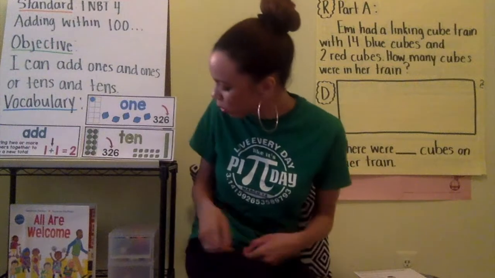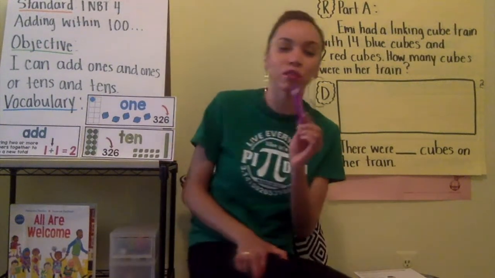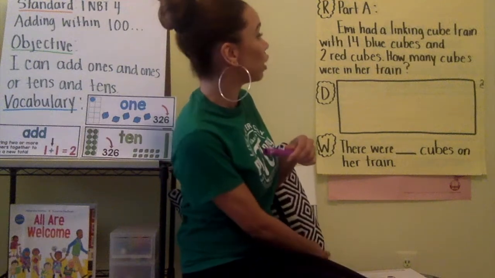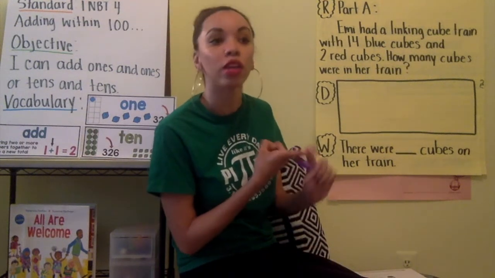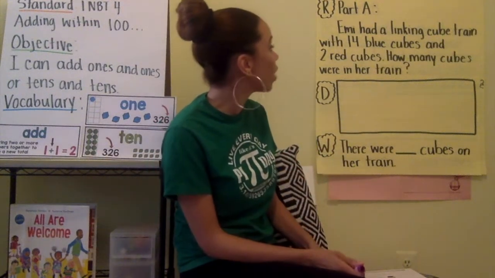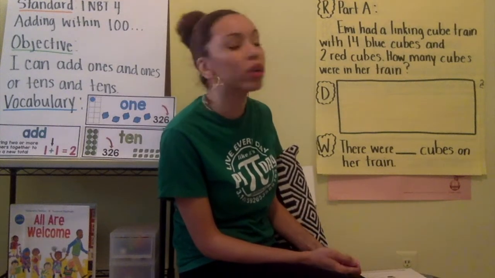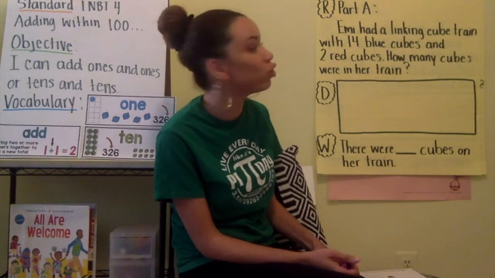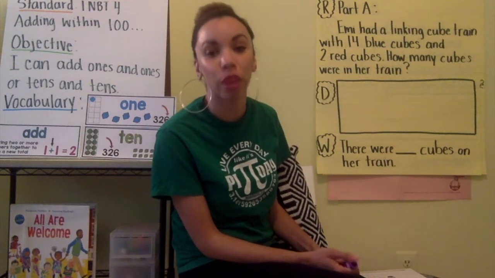So remember, when we read, we can also use our pencil to mark up our problem. I'm going to use my handy dandy marker. So let's start. Listen, while we're reading, we're looking for number words and clues that will let us know which operation to use. So we have: Emmy had a Lincoln Cube train with 14 blue cubes and 2 red cubes. How many cubes were in her train?